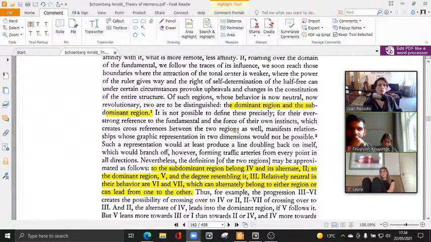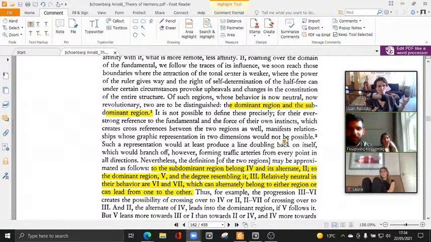Cross reference between the two regions as well manifests relationships whose graphic representation in two dimensions will not be possible. I think he means that he cannot draw it. Well, he did in the first chapter. That's why I don't understand.